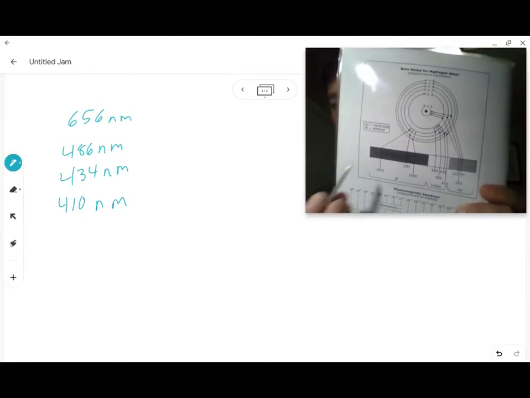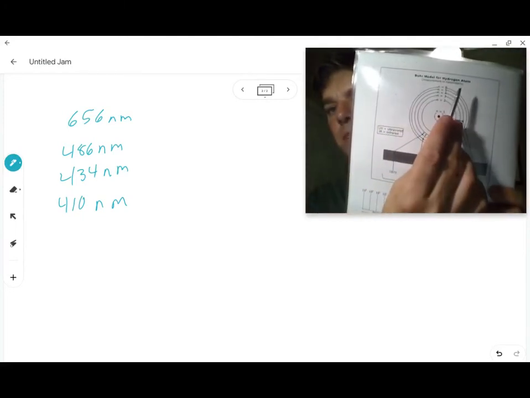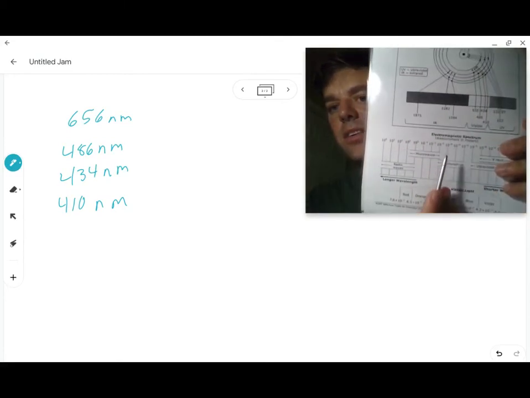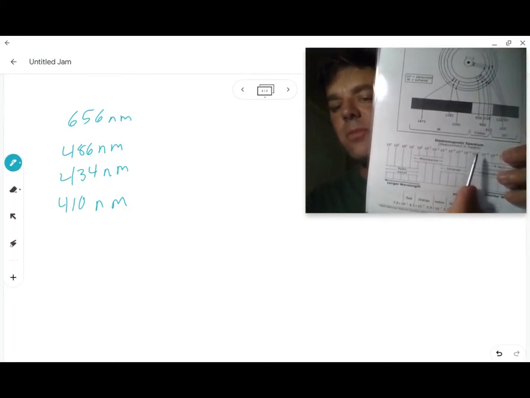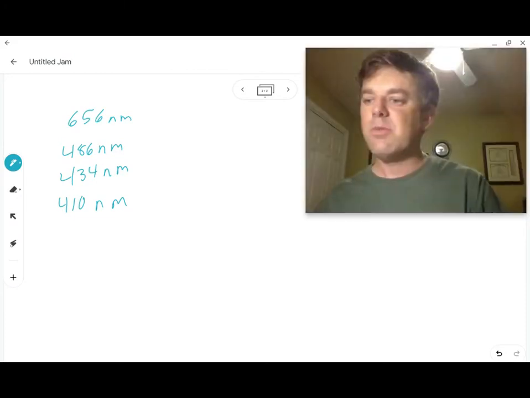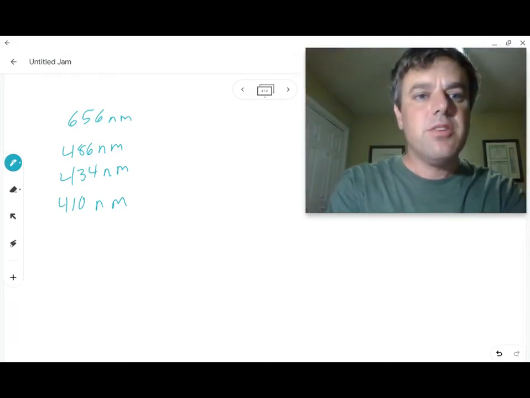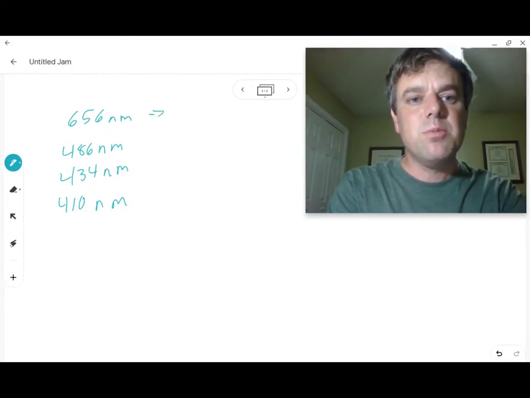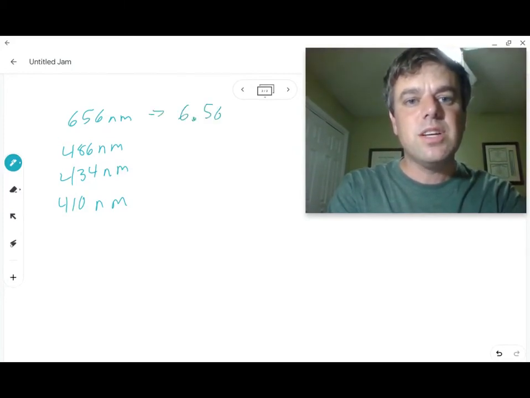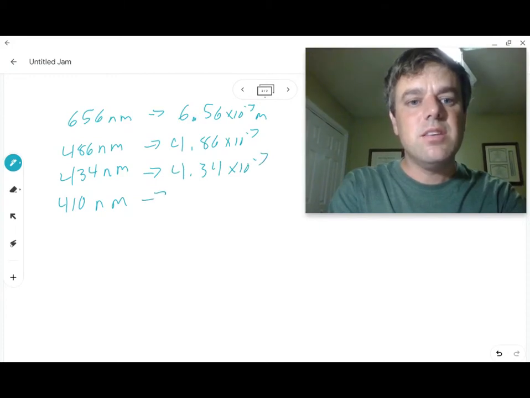Now, where this gets confusing, we have the state of North Carolina to thank when they created these reference tables, is that up here, this gives your measurement in nanometers. Down here, it gives the electromagnetic spectrum in meters. But if we were to convert nanometers into meters, 656 nanometers becomes 6.56 times 10 to the negative 7th meters. This becomes 4.86 times 10 to the negative 7th, 4.34 times 10 to the negative 7th, and 4.10 times 10 to the negative 7th.